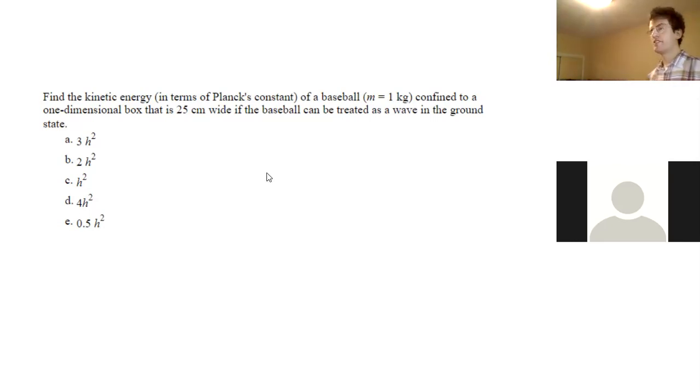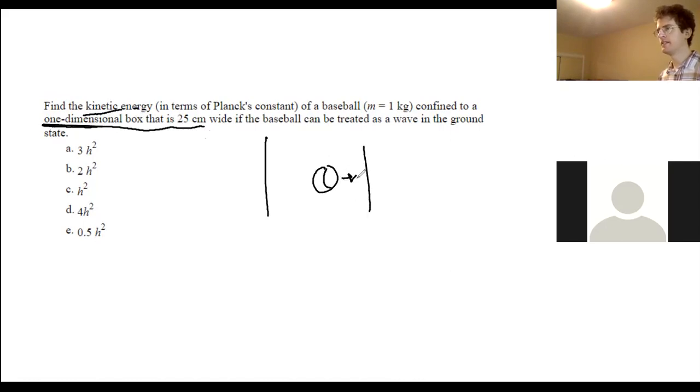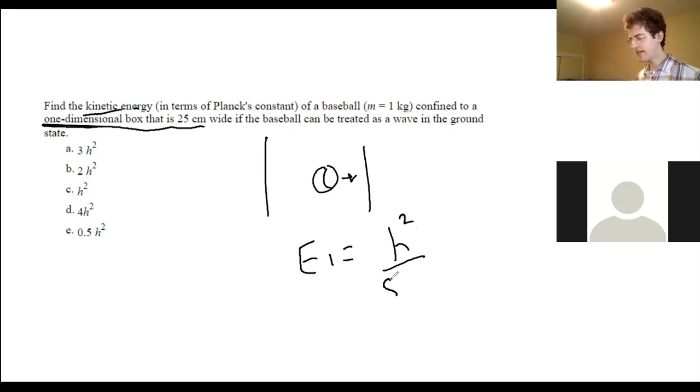So, kinetic energy of a baseball. And we're told that it's confined to a one-dimensional box that is 25 centimeters wide, and the baseball can be treated as a wave in the ground state. So we're asking for kinetic energy, and you're assuming that the baseball is worked into this model of the particle in the box. So it's energy which it's asking for, it being in the ground state. So you can just figure out what the ground state energy needs to be. And for the formula, you have h squared, you have a factor of 8, you have m, and you have L squared.